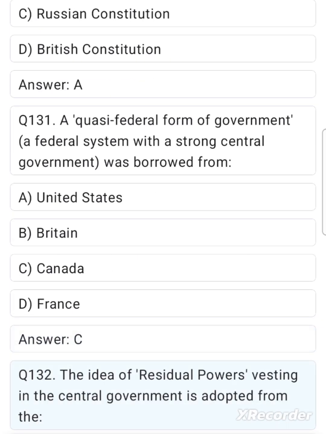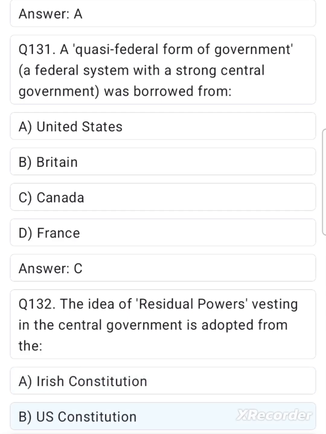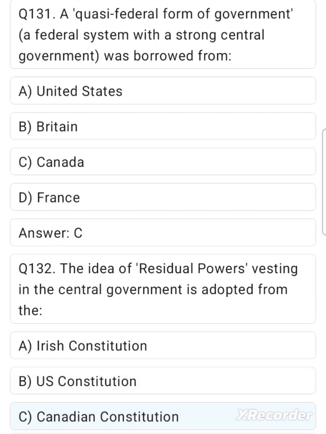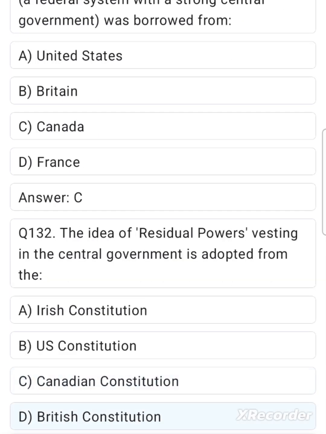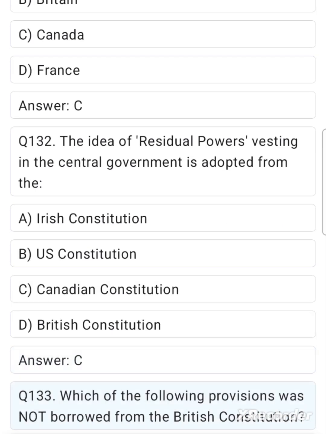The idea of residual powers vesting in the central government is adopted from the A. Irish Constitution. B. US Constitution. C. Canadian Constitution. D. British Constitution. Answer. C. Q 133. Which of the following provisions was not borrowed from the British Constitution?